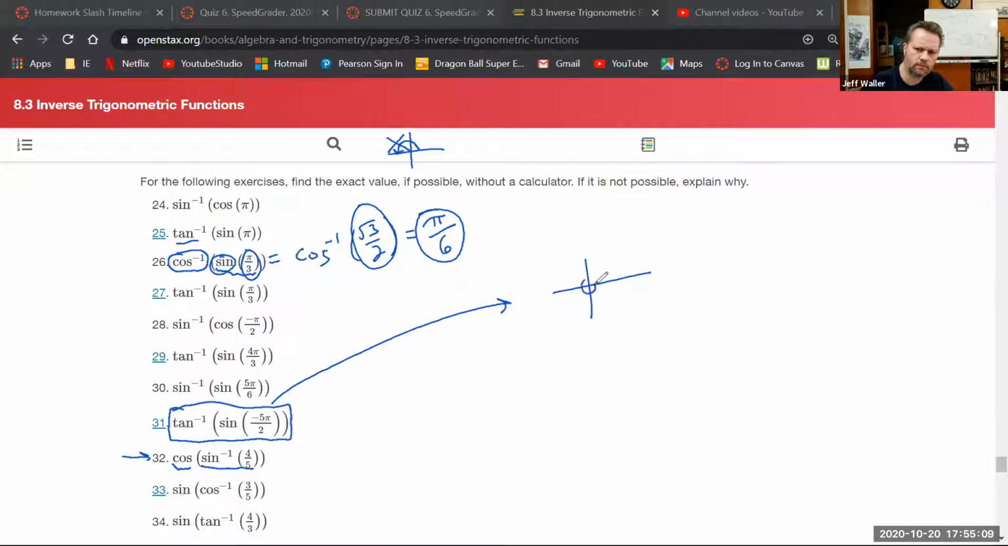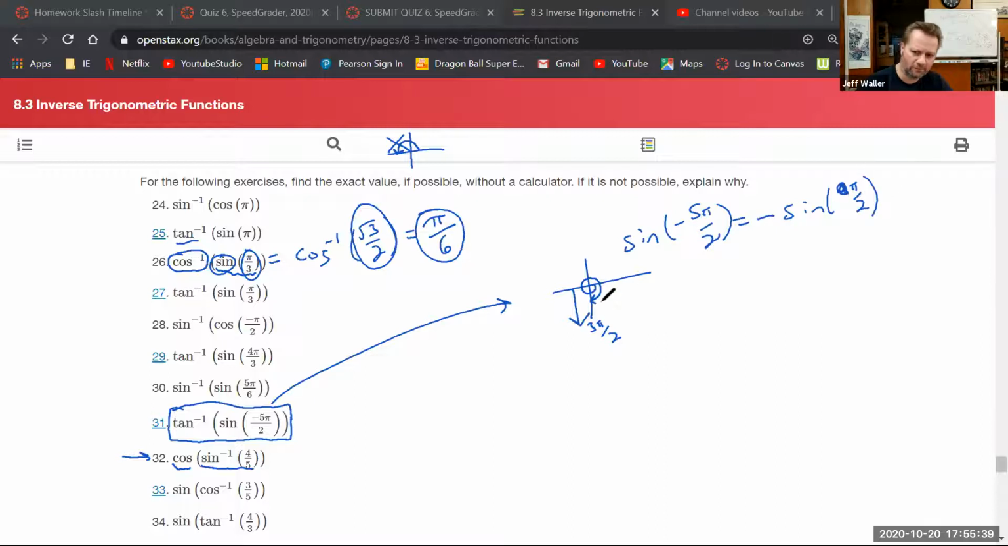Three pi over 2. Yes, I actually end up there. I go back 4 pi over 2, which is back 2 pi, and then another pi over 2. So I end up at 3 pi over 2. So what is the sine of that then? The sine of negative 5 pi over 2 equals negative, because it's down there, sine of 3 pi over 2.